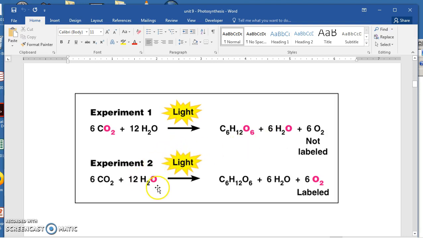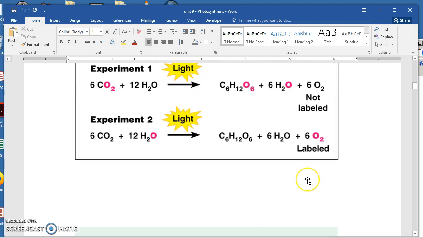In another experiment, they labeled the oxygen in the water, and they saw that it went into the production of oxygen. So you think of the oxygen in carbon dioxide, it goes into the makeup of the carbohydrate. The oxygen in the water goes into the makeup of oxygen gas, which is released from the plant.